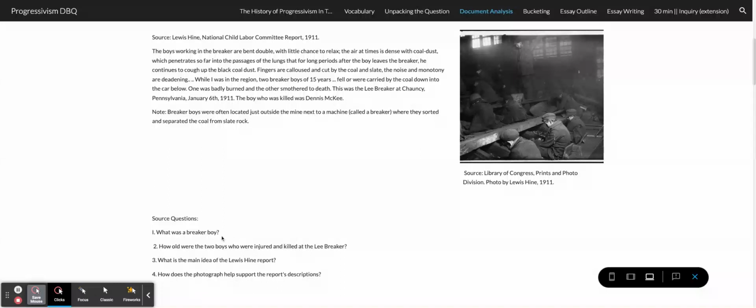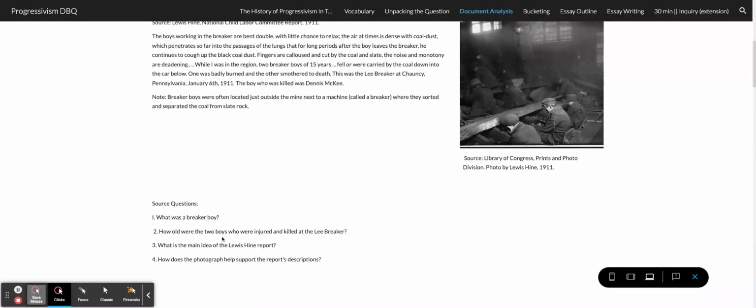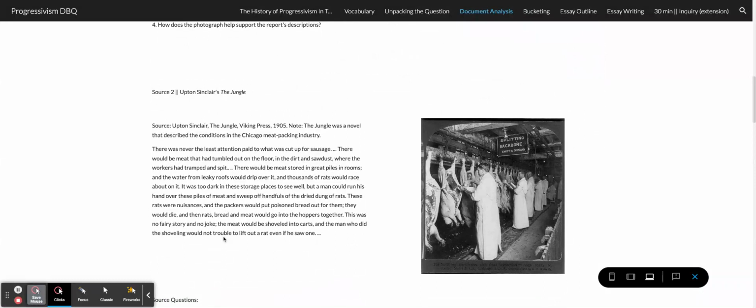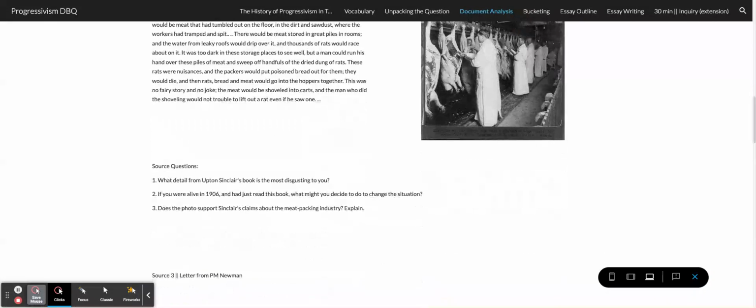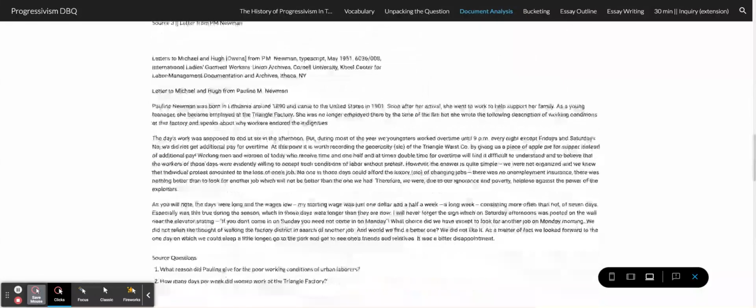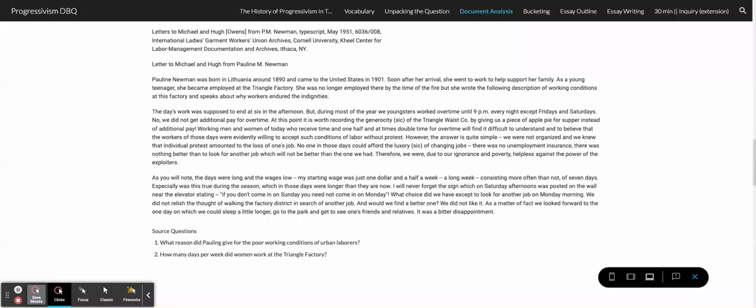You're going to have six of these, and you're going to do the same thing with all six documents. So you can see the next one is about meatpacking plants, and it's an excerpt from Upton Sinclair's very famous book, The Jungle. And again, with this one you just have three questions to answer. You can see the next one is about a woman who's immigrating to the United States, and she's going to give some information about the Triangle Waistcoat Factory fire. And again, a couple of questions to answer.